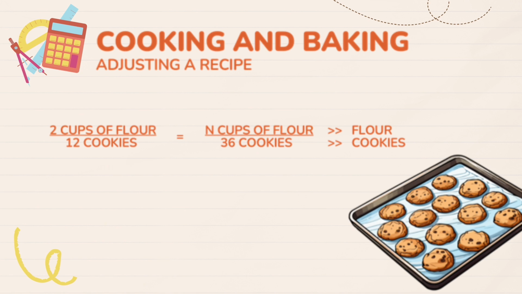We know that the number of cookies that they need to bake is 36, so that goes on the bottom. But the amount of flour it would take is unknown, so instead of putting a number there, we're going to put the letter n there to stand for the number that we don't know. This is how you usually see and use proportions in math. Three of the proportion's numbers will be known and one will be unknown.